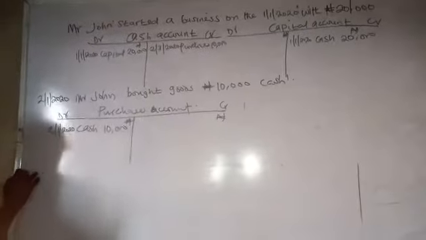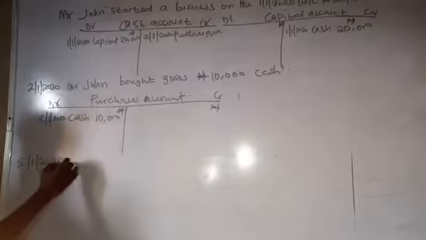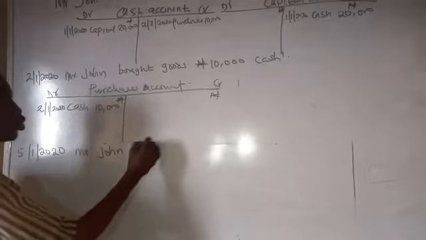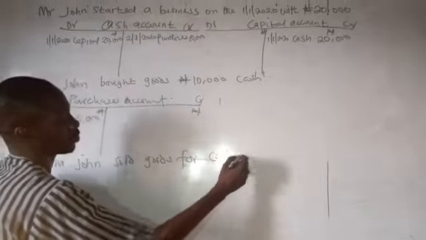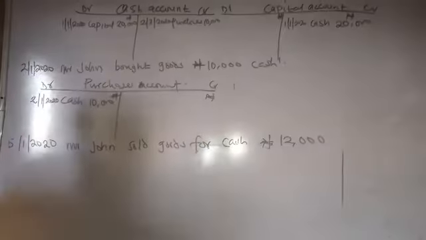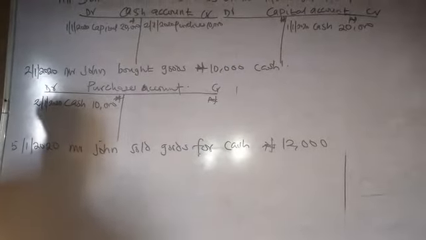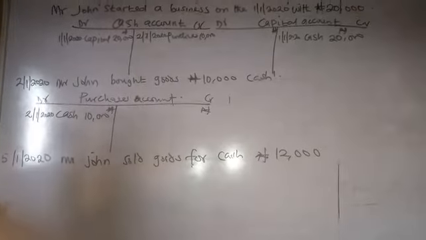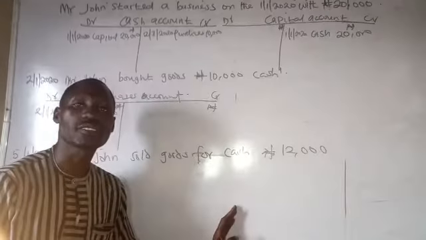On the 5th of January 2020, Mr. John sold goods for cash, 12,000 naira. Part of the goods bought by Mr. John is sold, goods worth what? 12,000 naira. Now, what are the two accounts to be maintained? Sales account and cash account.